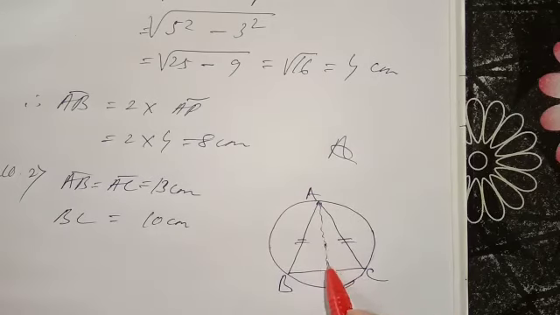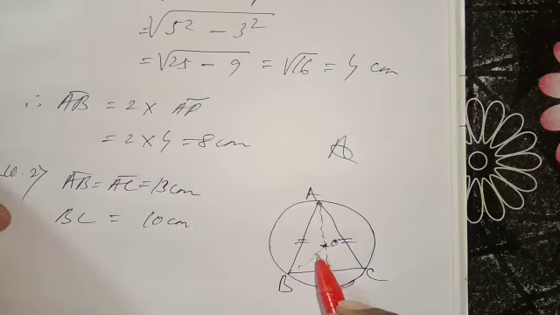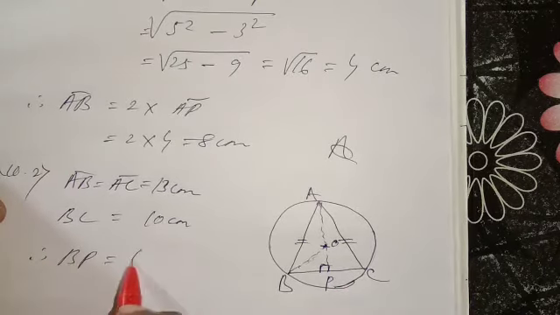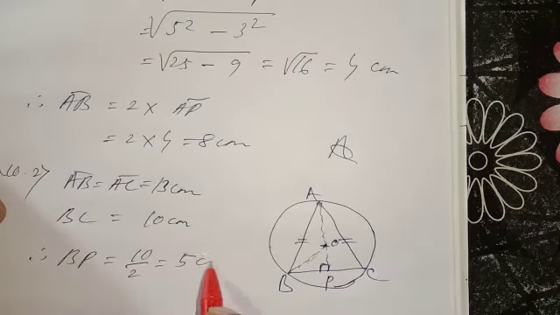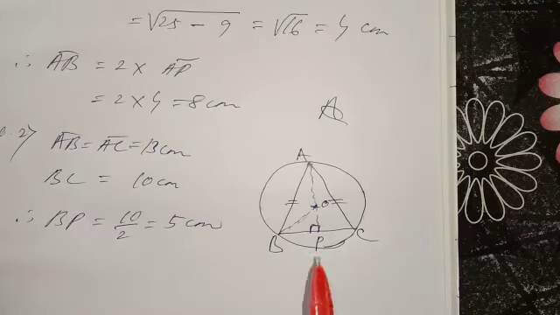If I join like this, O is the center of the circle and this is perpendicular. As it is an isosceles triangle, this will pass through the center and this will bisect, and this is the radius. As BC given 10 centimeter, therefore BP will be half of BC, that is 10 by 2, 5 centimeter. Radius not given. One minute, let me check. An isosceles triangle whose sides are 13, 13, 10 centimeters is inscribed in a circle, find the radius of the circle.